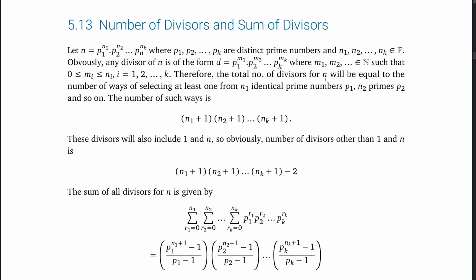Therefore, the total number of divisors of n will be equal to the number of ways of selecting at least one from n1 identical prime numbers p1, n2 prime numbers p2, and so on. The number of such ways is (n1 + 1)(n2 + 1) through (nk + 1).